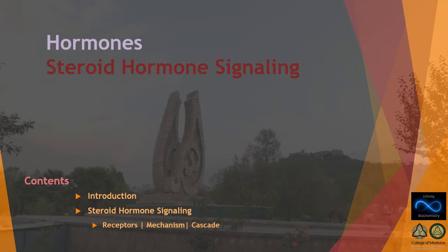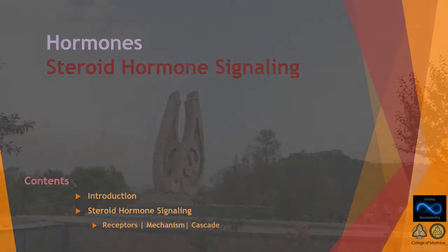This is the eighth lecture of the series, and in the current lecture, we'll be discussing steroid hormone signaling, the receptors to it, and the mechanism, taking the example of phosphoenolpyruvate carboxykinase as one of the cascading mechanisms of steroid hormone signaling.